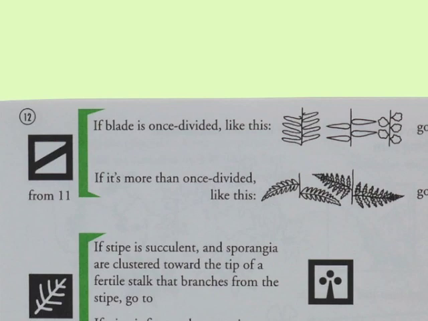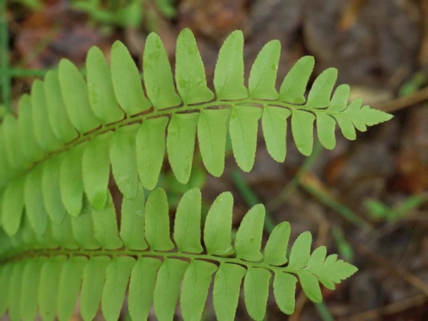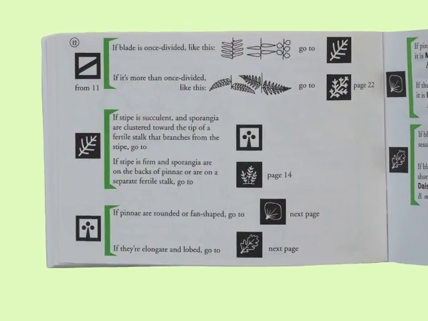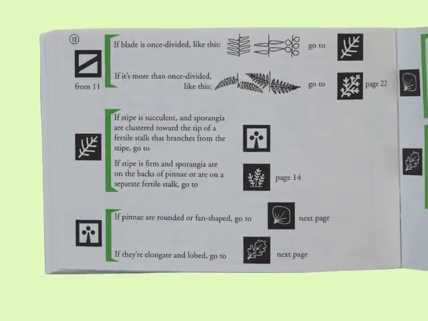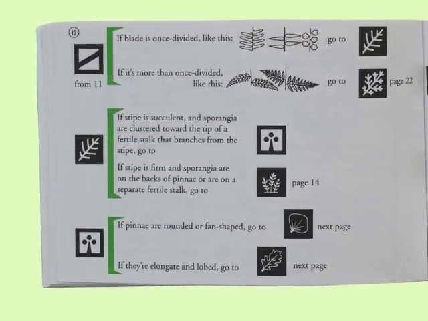Here we have two choices. If the blade is once divided, or if it is more than once divided. Since it is once divided, we look at the next set of choices on the same page. Now we really need to know the parts of a fern to answer the next questions.